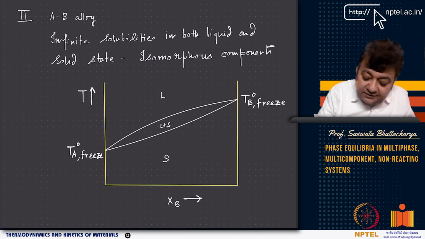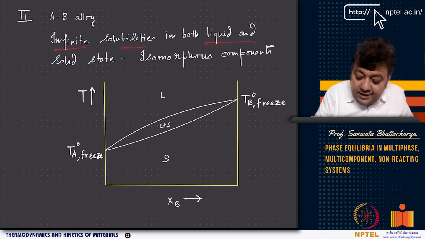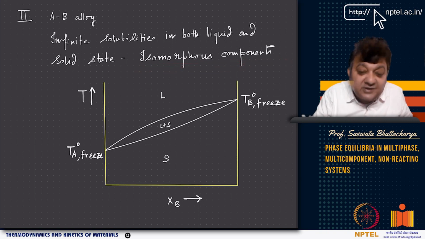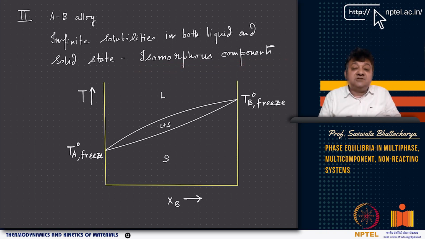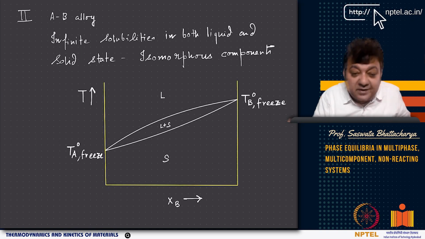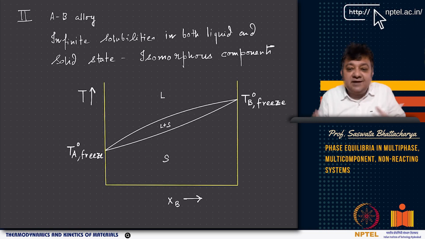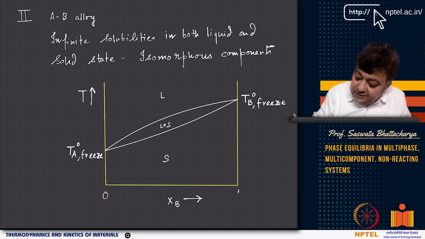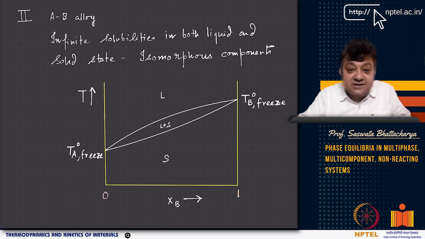But there we will look at infinite solubilities in both liquid and solid state, and in such cases the components are isomorphous, that is, they have the same structure. One example of this type of diagram is the copper-nickel diagram, a classic example. Copper and nickel are both isomorphous, having the same FCC structure, and they form a complete liquid solution and complete solid solution across the entire composition range from 0 to 1. So I will talk about this in the next lecture.